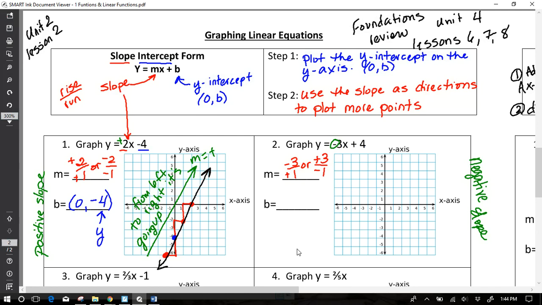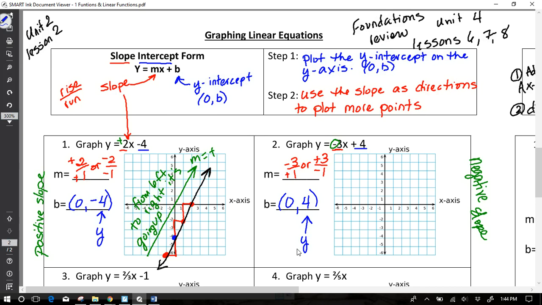Next, I need to identify my y-intercept. In this case, my y-intercept is a +4, and I need to be sure to write it as an ordered pair. Remember that the 4 goes in the spot where the y goes in an ordered pair.